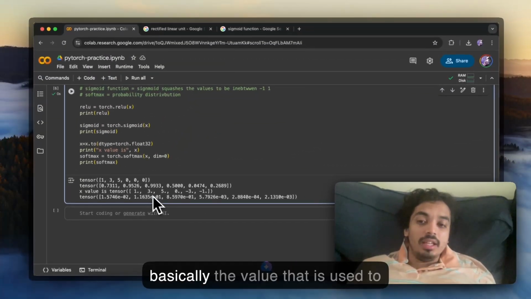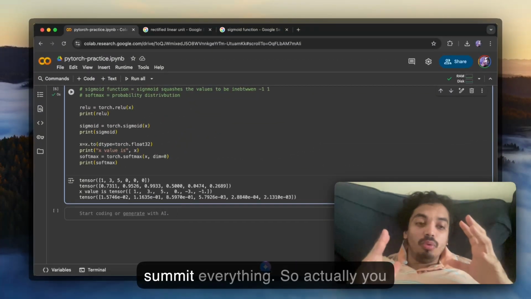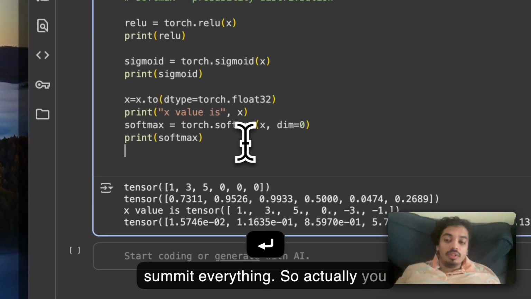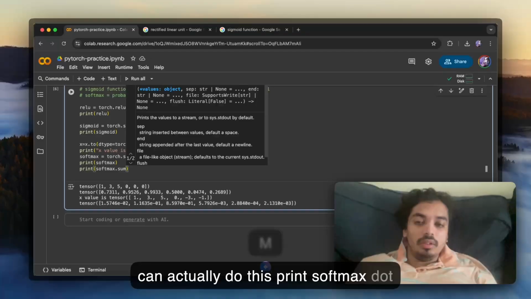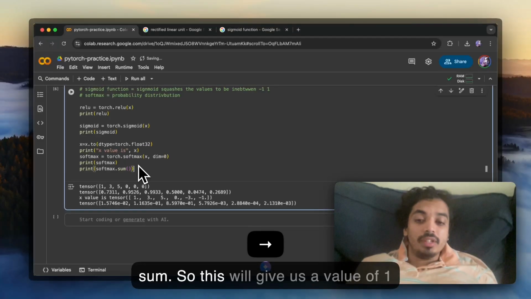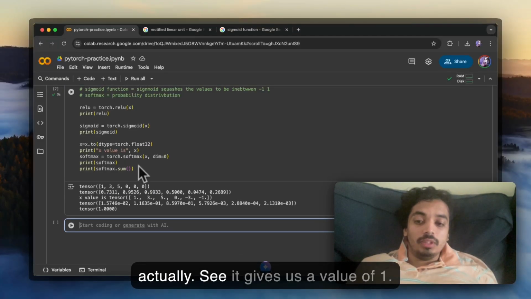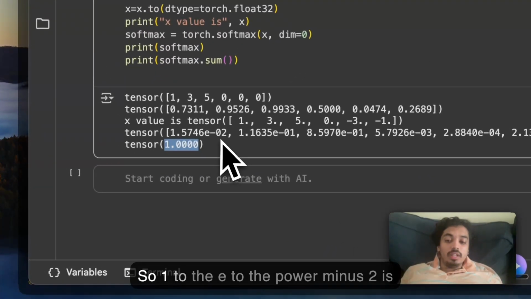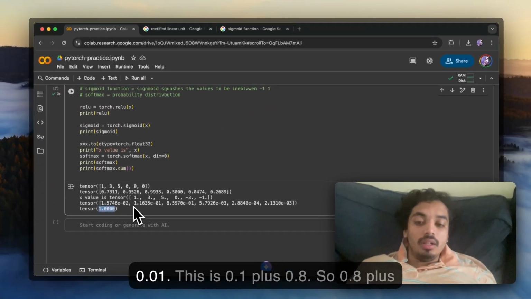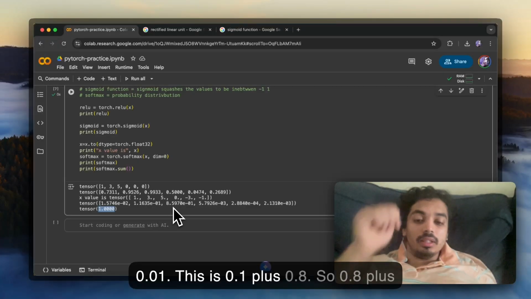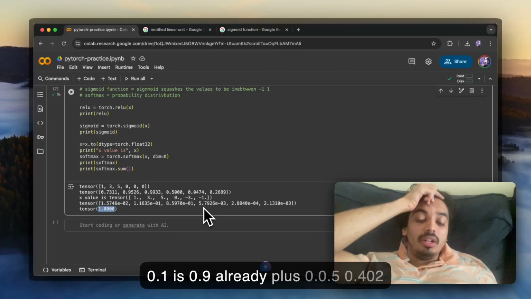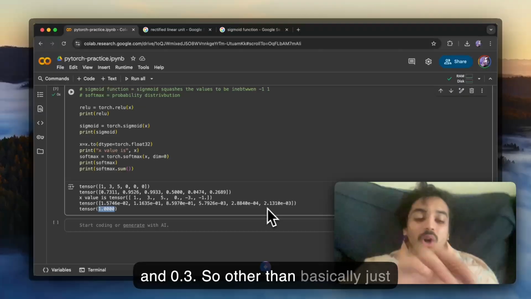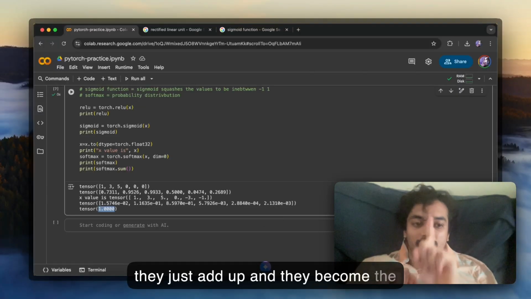So softmax is basically the value that is used to summate everything. Actually, you can do this: print softmax.sum. This will give us a value of 1. See, it gives us a value of 1. So e to the power minus 2 is 0.01, this is 0.1 plus 0.8, so 0.8 plus 0.1 is 0.9 already. Plus 0.0005, 0.402 and 0.302. So all of them basically just add up and they become the value 1.